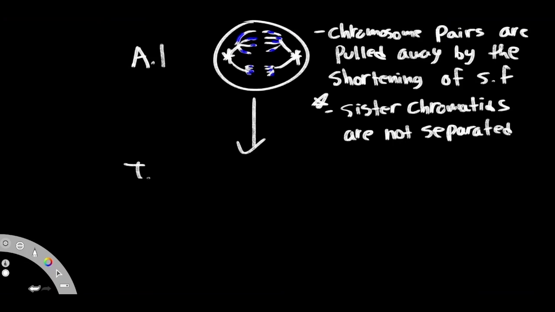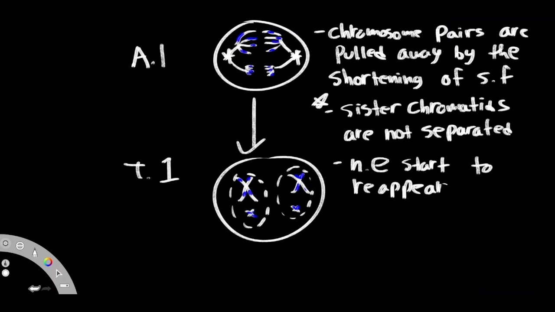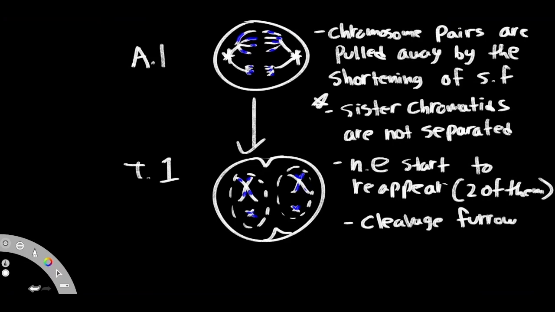And then we eventually get telophase 1. And you notice how the nuclear envelopes have started to come back, all right? So nuclear envelopes, or NE, start to reappear. All right, but now there are two of them. And at this point, a cleavage furrow starts to concave inwards again within that cytoplasm so that it can eventually split in half, all right? Getting ready to pinch this.